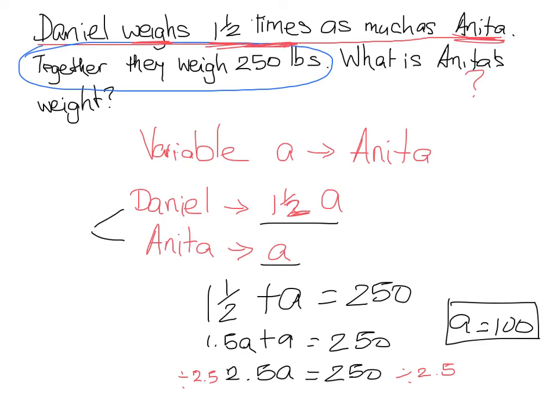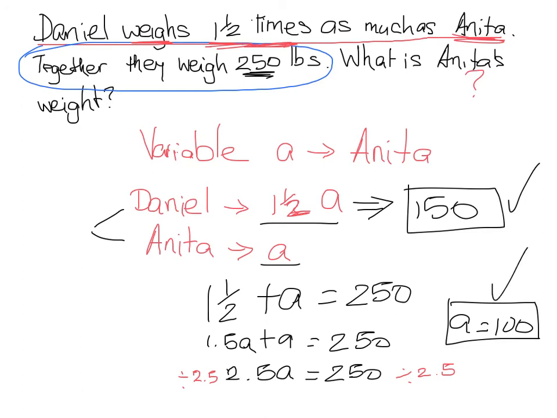Remember that together they weigh 250 pounds. So if Anita's weight is 100, then Daniel's weight is 1.5 times that. So Daniel's weight is 150, which does make sense because now together their weight is in fact 250 pounds. So notice what I did at the end there. I put my answers into words to make sure that it makes sense, and it does.